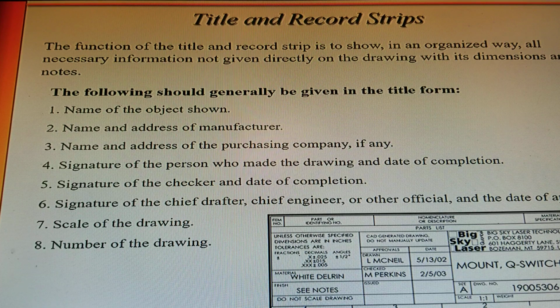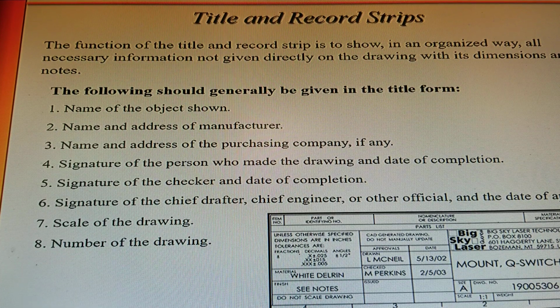Title and record strips. The function of the title and record strip is to show in an organized way all necessary information not given directly on a drawing with its dimensions and notes. So these are the following 8 primary things that you want to look for in a title strip or a record strip. You want the name of the object.